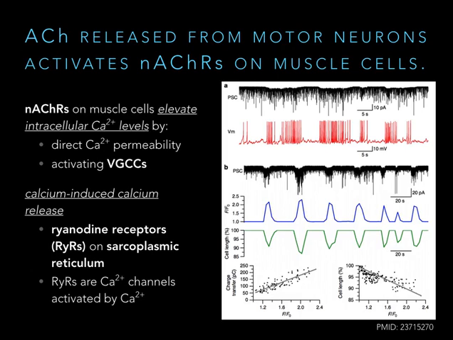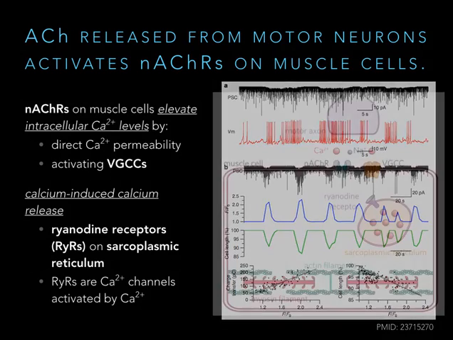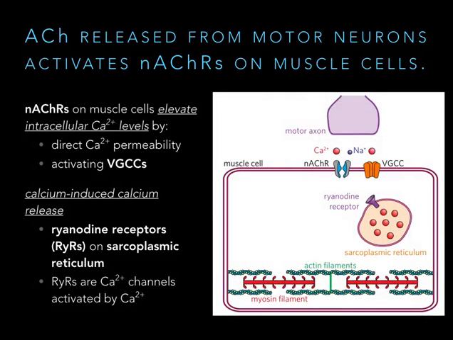So when we get the calcium spike, look what happens in the trace below it, the cell length. The muscle cell shortens. The cell contracts whenever we have an increase in intracellular calcium. The more calcium we have, the greater the contraction. All right, so let's see how this works in cartoon format.